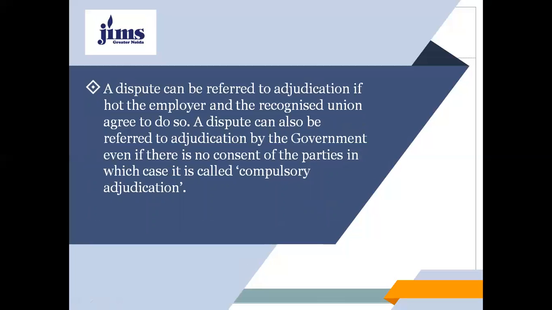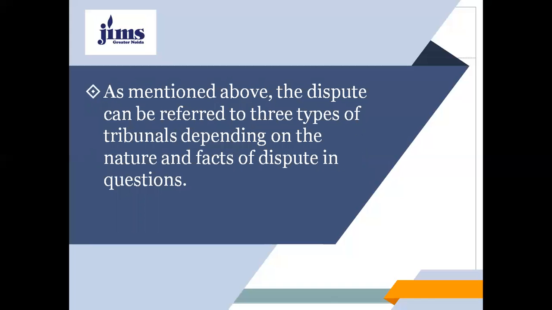A dispute can be referred to adjudication if the employer and the recognized union agree to do so. That means a dispute can be referred to adjudication if the employer and the recognized unions are agreeing to do so. And a dispute can also be referred to adjudication by the government even if there is no consent of the parties, in which case it is called compulsory adjudication.